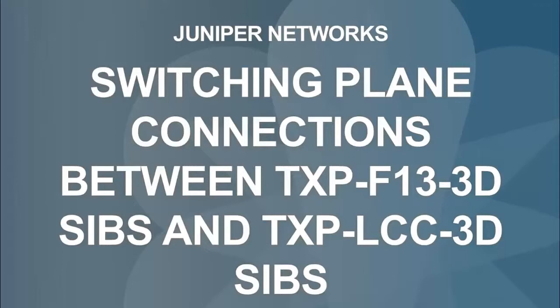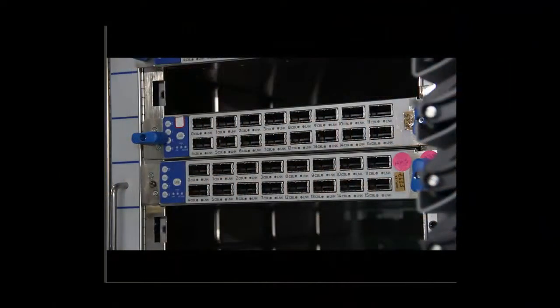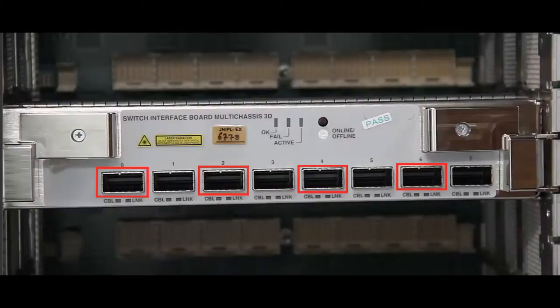This video explains the ports used for connecting the F13 3D SIBs of a TX Matrix Plus switch fabric chassis and the line card chassis 3D SIBs in a routing matrix. In an F13 3D SIB, there are 16 ports. In an LCC 3D SIB, there are 8 ports.